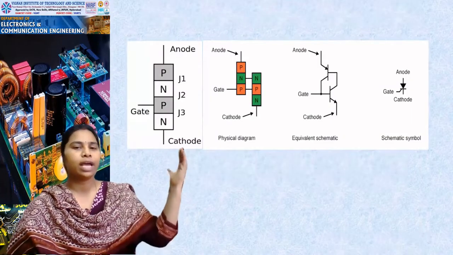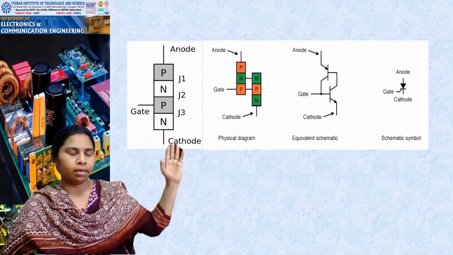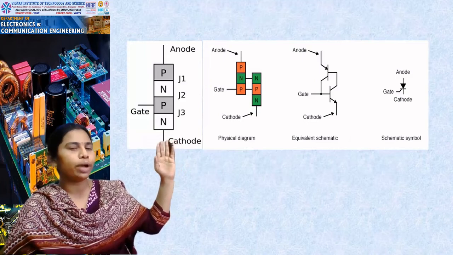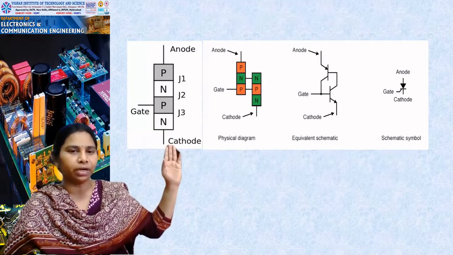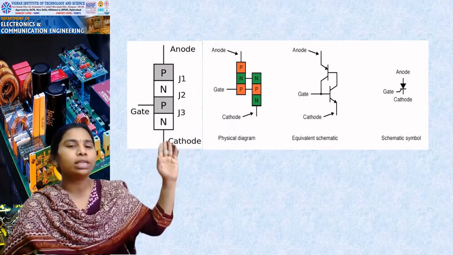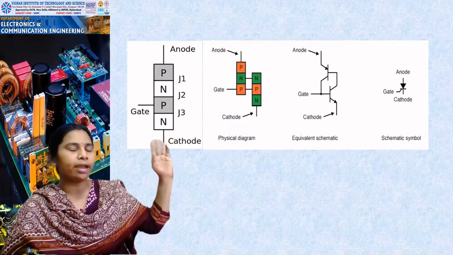As we have mentioned, it consists of 4 layers, PNPN, and 3 junctions, which you name J1, J2, and J3. These are the 3 junction names you will be using for the silicon controlled rectifier. Let me call it SCR. So this SCR consists of 3 junctions, J1, J2, and J3.